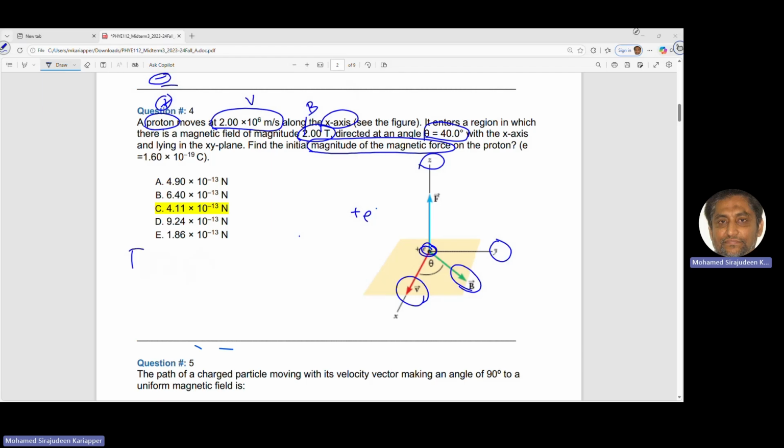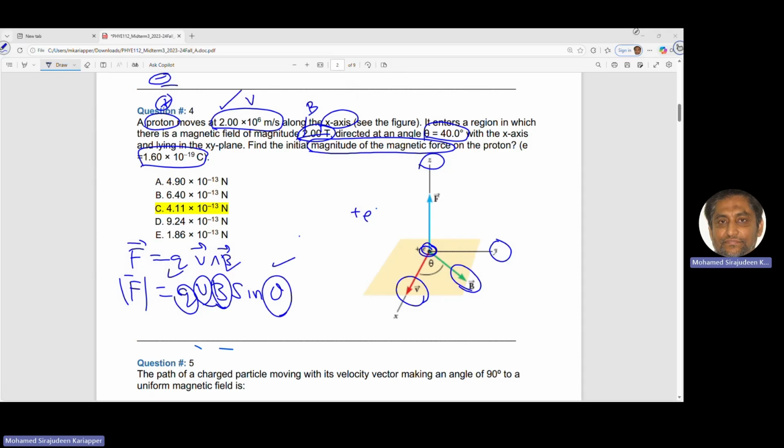What is the equation? This is the vector equation. But I need the magnitude, so the magnitude will be Q V B sine theta. Do we have everything we need to find the force? Is Q given? Yes. Velocity given? Yes. Magnetic field given? Yes. Theta given? Yes. All you have to do is just substitute and get the answer. All right.